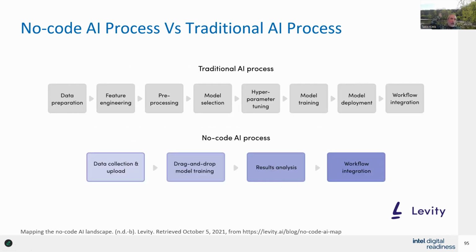So take a look at the traditional AI process. This means we're writing code from scratch. We might be using libraries or whatever, but generally speaking, if we're building models and all of that, look at the process. We have to prepare our data, build our features, do our pre-processing, select which models we're using in machine learning, then we tune our parameters, then we train our model, we deploy the model, and then we finally use it.